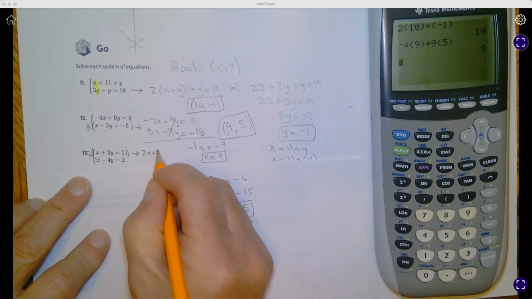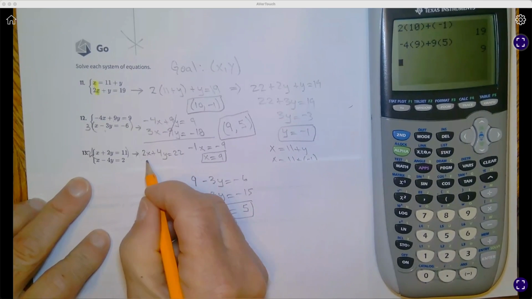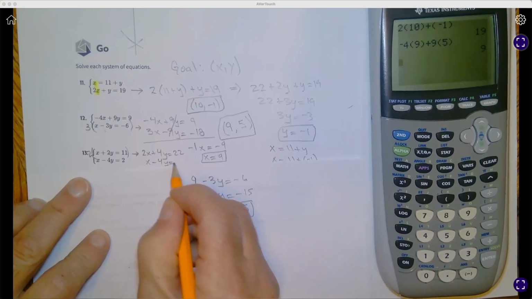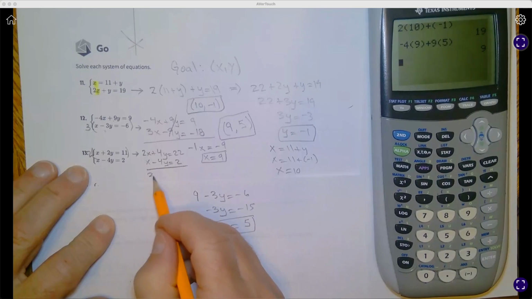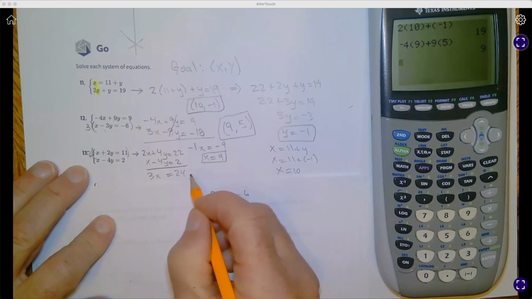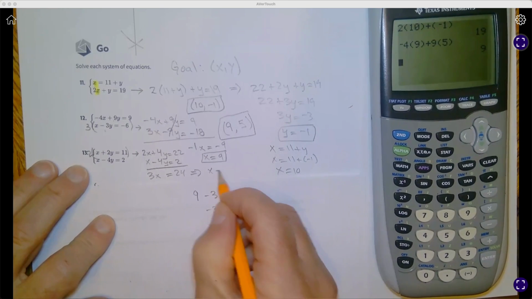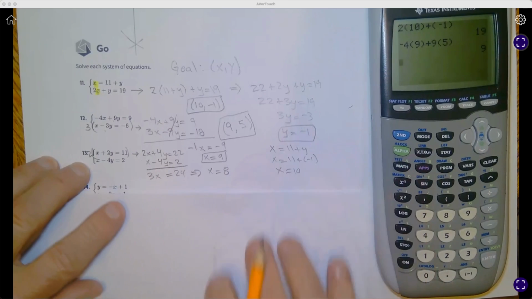2x plus 4y equals 22. Bring the other equation underneath it. Add them up. 3x, that goes to 0, that's 24. Divide by 3, x equals 8. Okay, so that's x. Now let's find y.